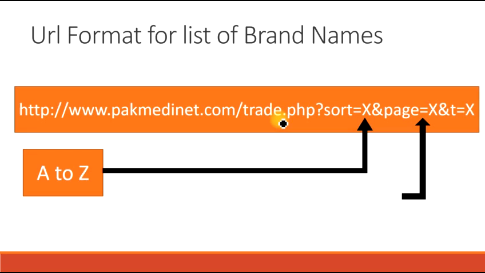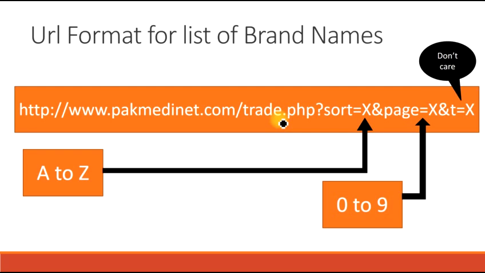And next we have this page and X. Here this X can be anything from 0 to 9, as the brand names were further divided for each alphabet into pages. Next, the last X over here is a don't care and has no use so far, according to my analysis.